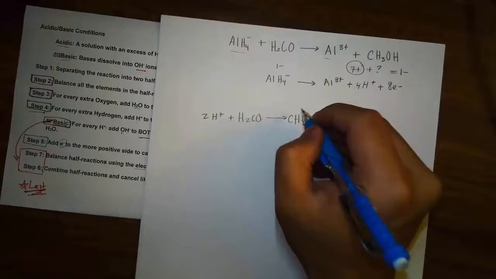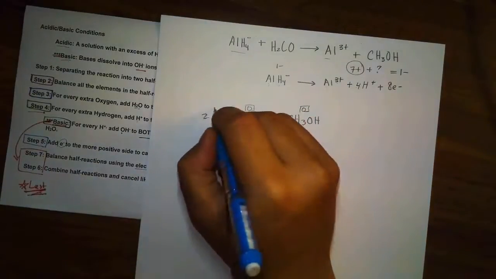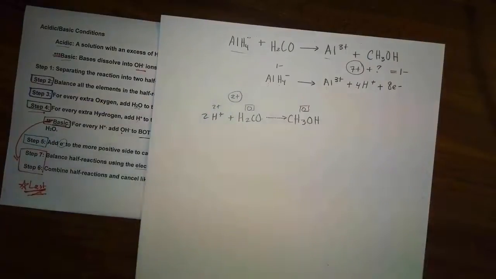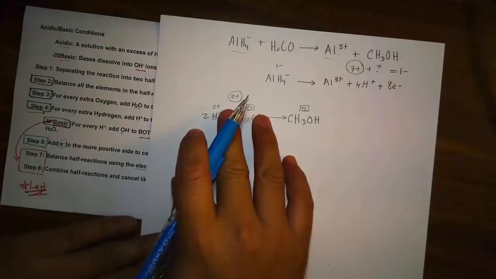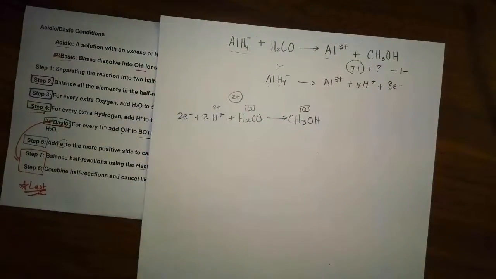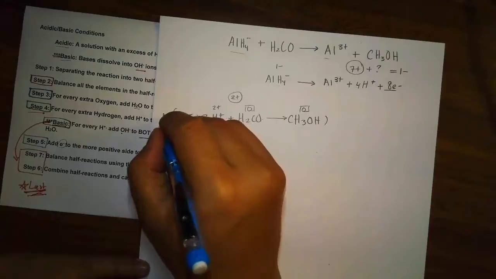Okay, and then what do we have next? We have this side with a net charge equal to 0. This one equal to 0, and this one has 2 plus, and the total net charge is 2 plus. So how can I make this side 0? Of course, by adding 2 electrons. And that's all we have to do. Well, here we have 8, here we have 2, so of course we have to multiply this by 4.